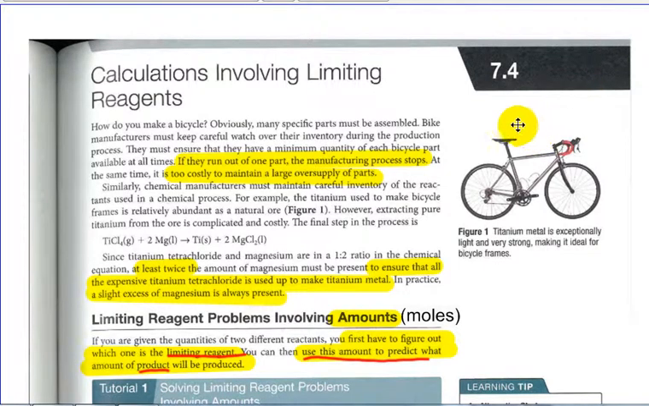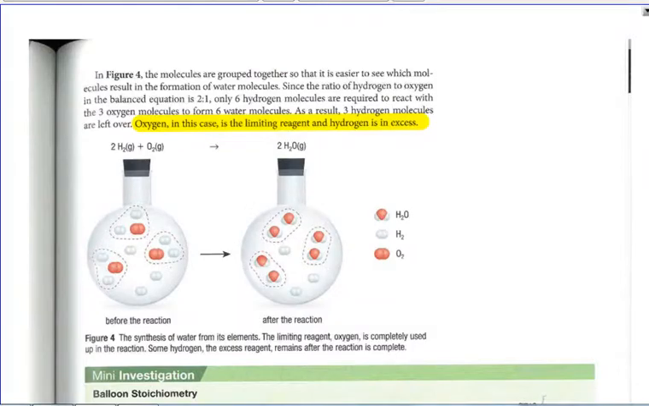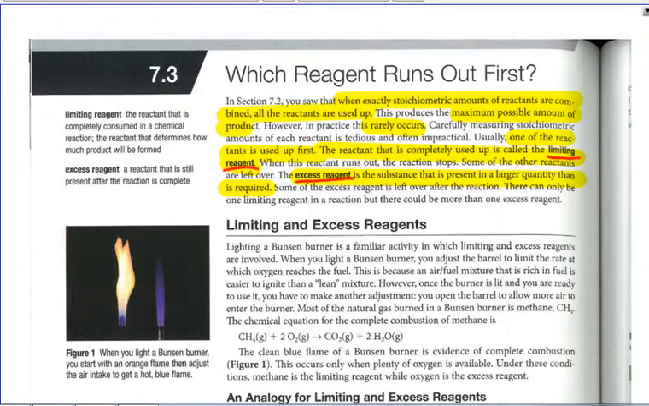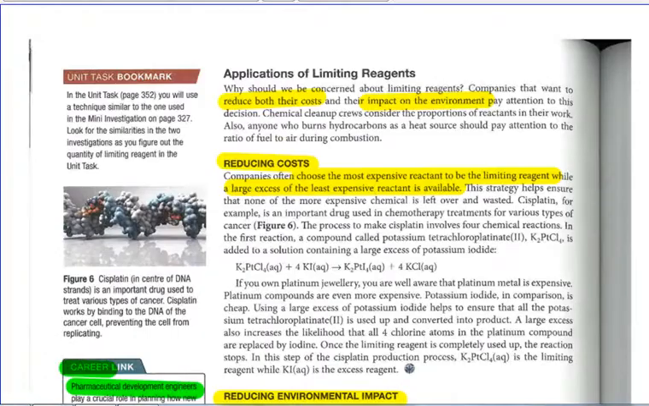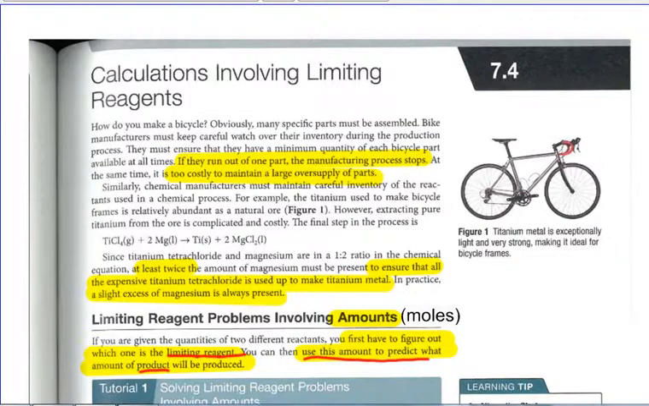This is the 7.4 section, calculations involving limiting reactants. So in the previous video we looked at what we mean by limiting and excess reagents or reactants, and hopefully you have a good understanding of that now, that we're limited in one thing and we have possibly extra of other things.